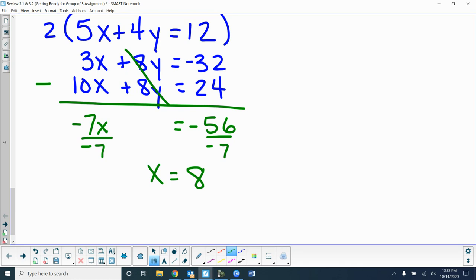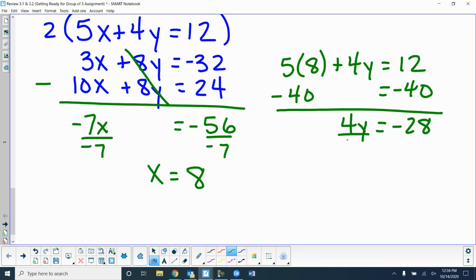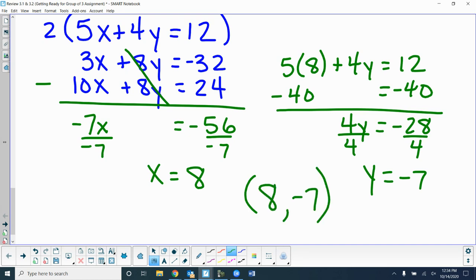And then what do I do to finish up? Plug it in. Does it matter which one? No. Let's just do 5x plus 4y equals 12. 5 times 8 is 40, so I'm going to subtract it. So I get 4y is negative 28, and we get y is negative 7 again, which, again, we knew is what we're supposed to get.